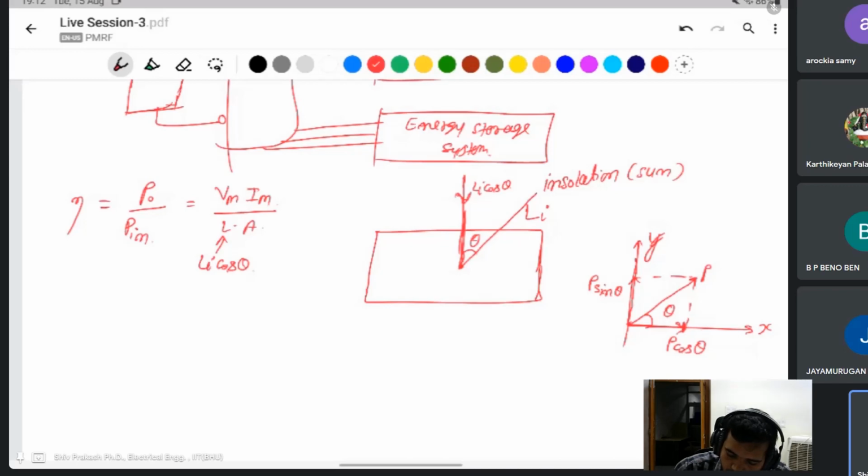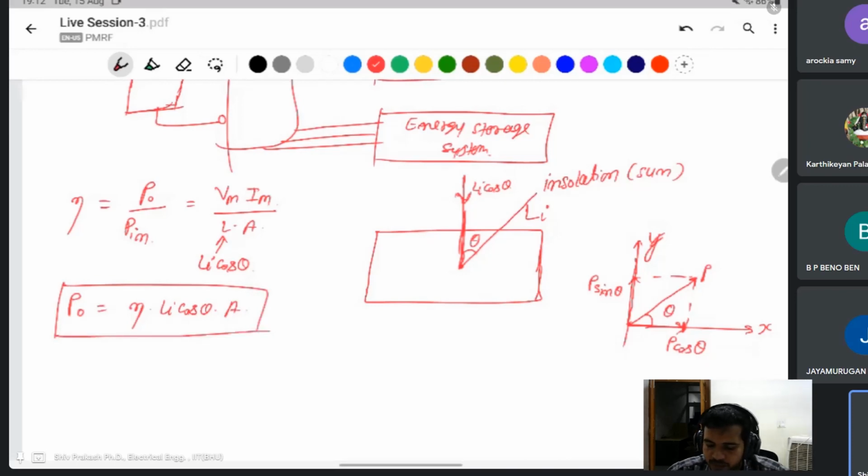Then what is the power output? Power output is the efficiency times Li cos theta times the area. This is the actual output power of the solar PV system.